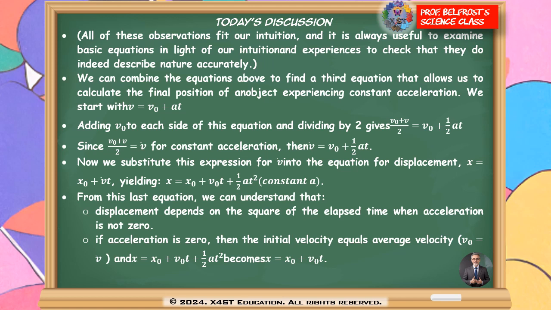By substituting the expression for v bar into the equation for displacement, x equals x0 plus v bar t, we get x equals x0 plus v0 t plus half times a t squared. Very simple. From this last equation, we can also get another insight: displacement depends on the square of the elapsed time when acceleration is not zero. If acceleration is zero, then the initial velocity equals the average velocity, and it becomes x equals x0 plus v0 t, as expected.